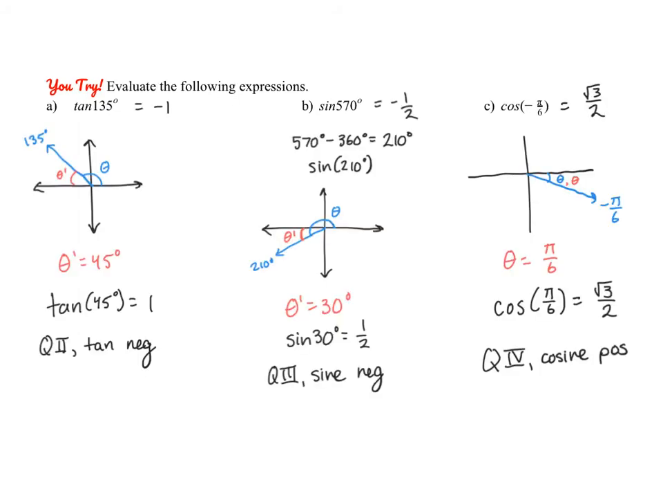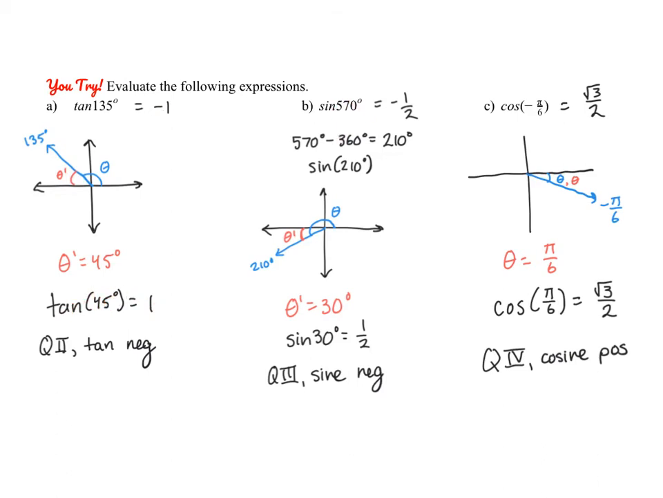All right, so go ahead and check your work. So for a tangent of 135, it falls in quadrant 2, so we know that our answer is going to be negative. Our reference angle is 45 degrees, so we're just taking the tangent of 45 degrees, which is 1, and then we make it negative.